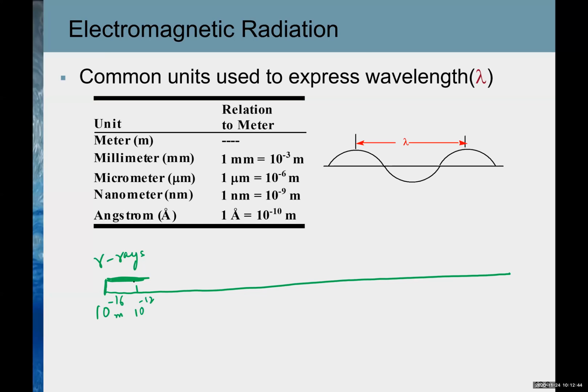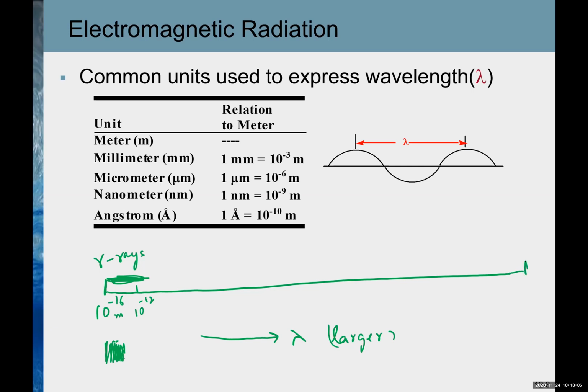So this zone is gamma rays. It means the wavelength is extremely small. So the waves are tiny, tiny, tiny. The distance between the waves is extremely small. Okay. So wavelength is getting larger, so larger waves this way.